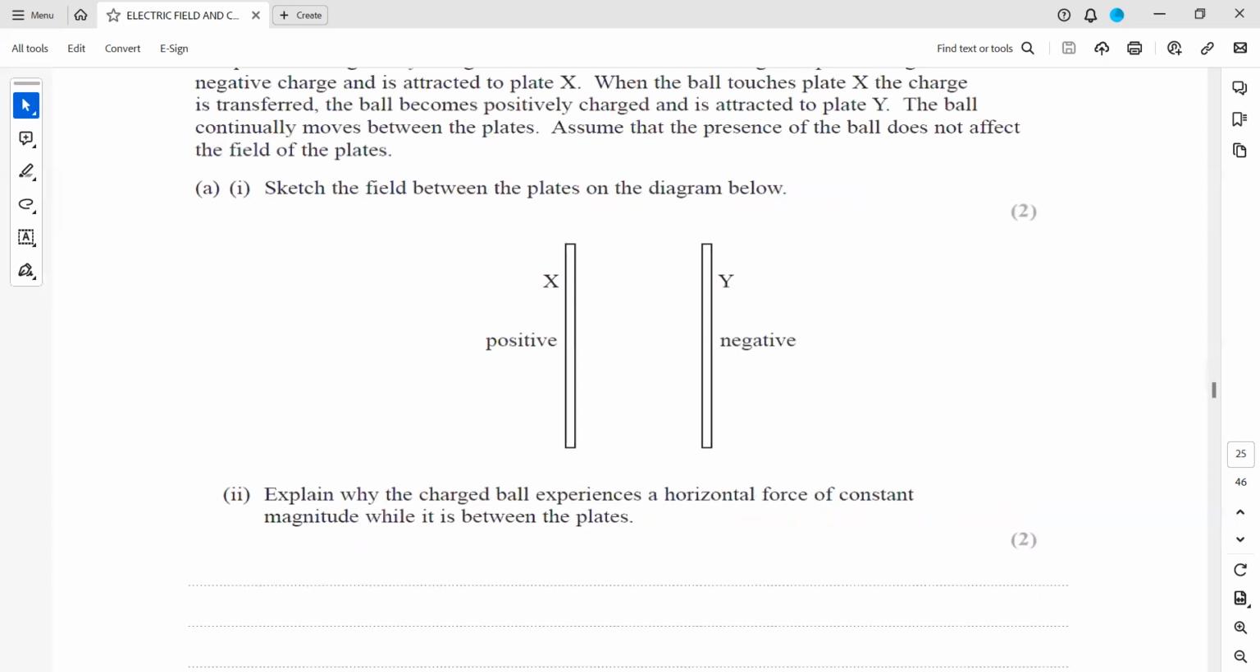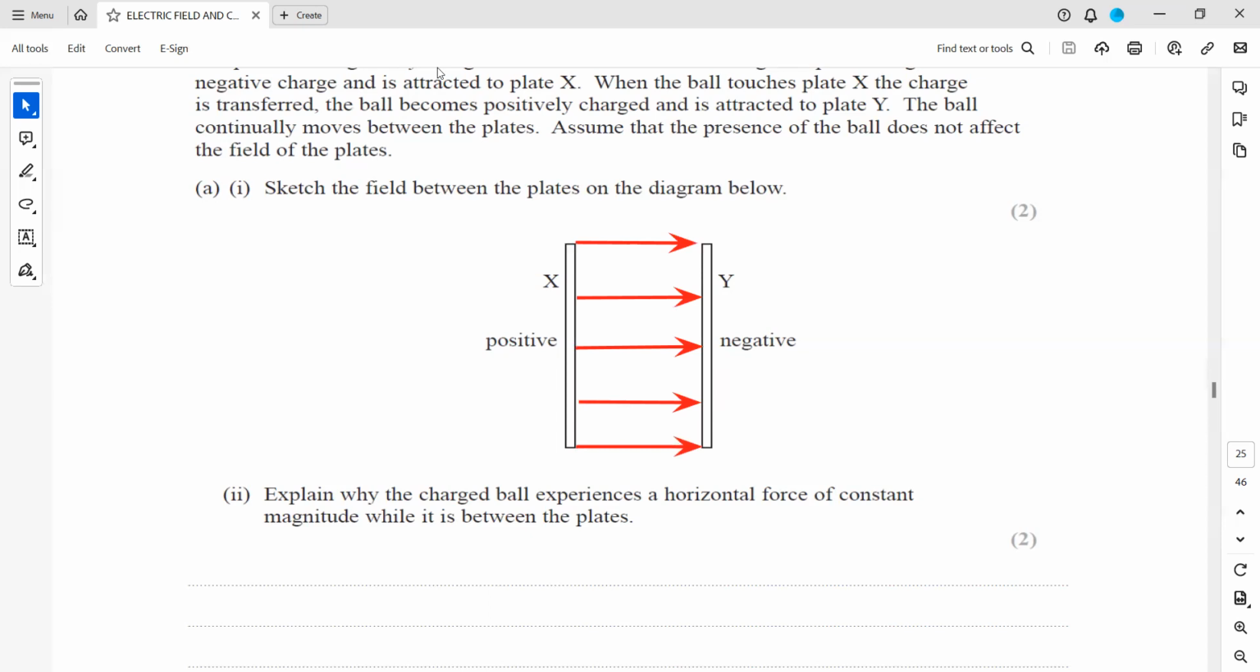Sketch the electric field between the plates on the diagram. Whenever we have two electrodes, the electric field between them is constant. How do we represent a constant electric field? The spacing between the lines should be uniform, equal spacing between the lines. That shows that we have a constant or uniform electric field.